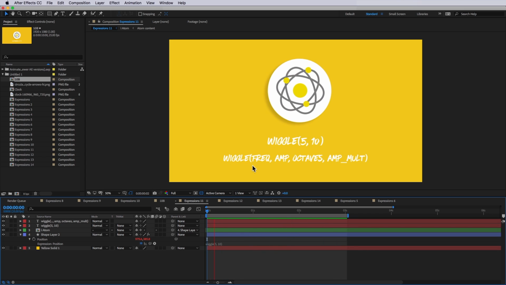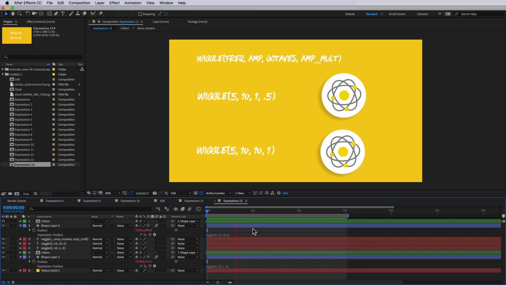We currently have wiggle, open bracket, frequency, and amplitude, close bracket. But say I added these two functions to the mix, octaves and amplitude multiply. In this expanded equation, octaves controls how much detail is in the wiggle. Make this value higher than the default of 1 to include higher frequencies, or lower to include amplitude harmonics in the wiggle. Amplitude multiply is the amount the amplitude is multiplied by for each octave.